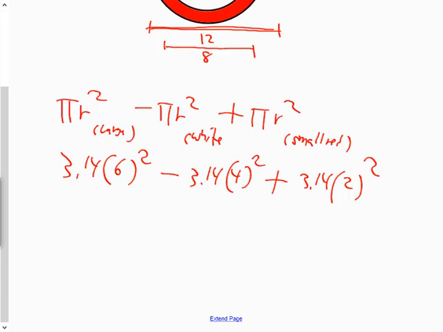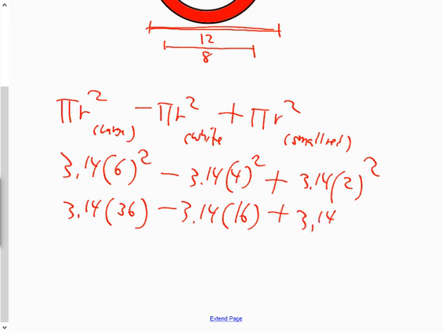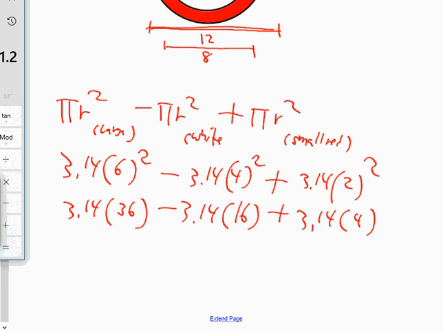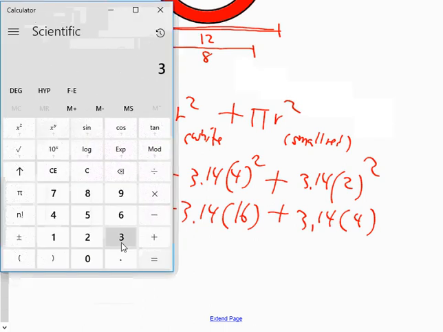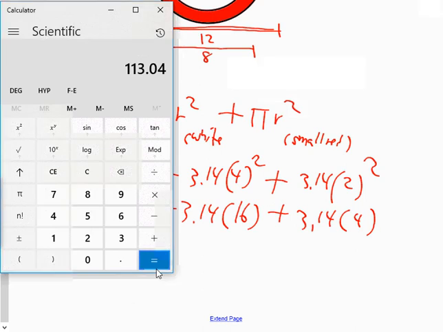So we're then going to simplify this by going 3.14 multiplied by 6 squared. What's 6 squared? 36, not 12. Minus 3.14 multiplied by 4 squared, which is 16, plus 3.14 multiplied by 4. So once we have all this, we just need our calculator. What's 3.14 times 36? It's 113.04.